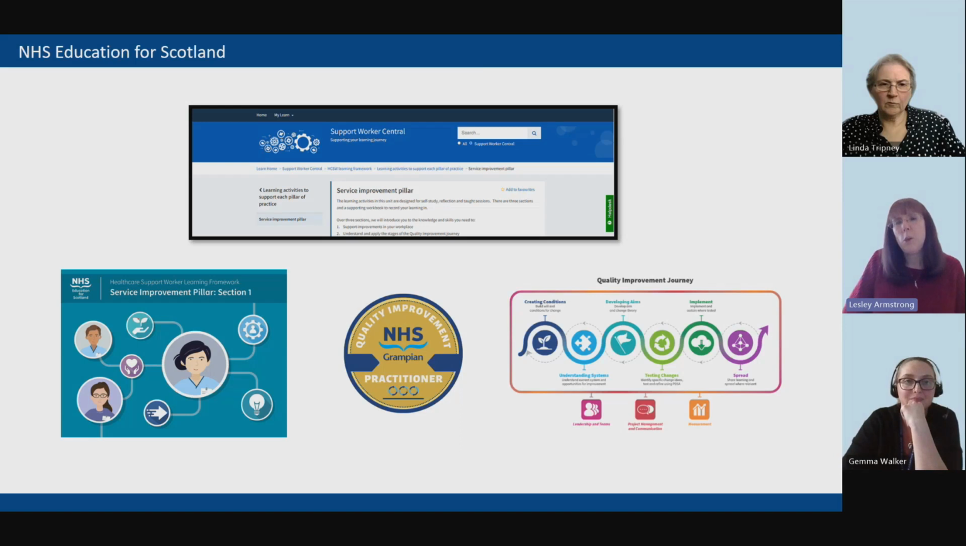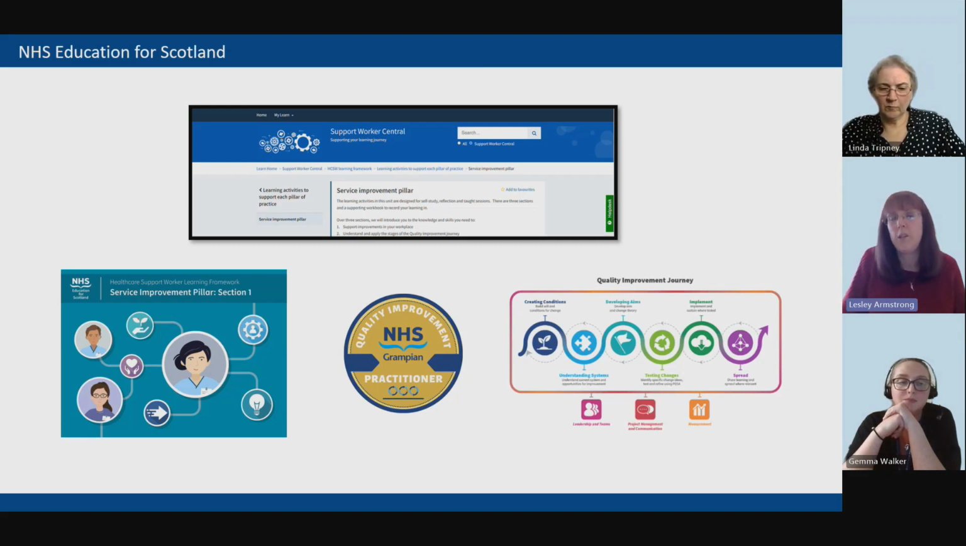Bev also looked into local courses that were available. For her in NHS Grampian, there was a Quality Improvement Practitioner course, which was available to everyone. Again, there are numerous local and national courses available that can support learning in all areas of the pillars. Some may require support from your line manager to attend, but there are all sorts of development opportunities, and these are the conversations that should be encouraged to be happening locally around healthcare support workers' development.